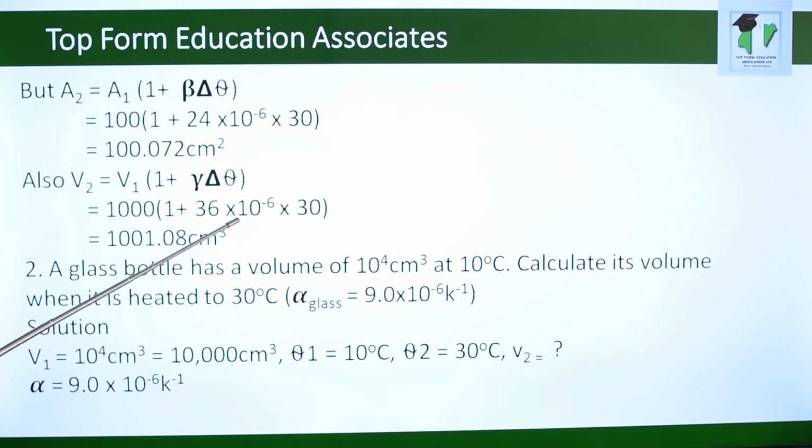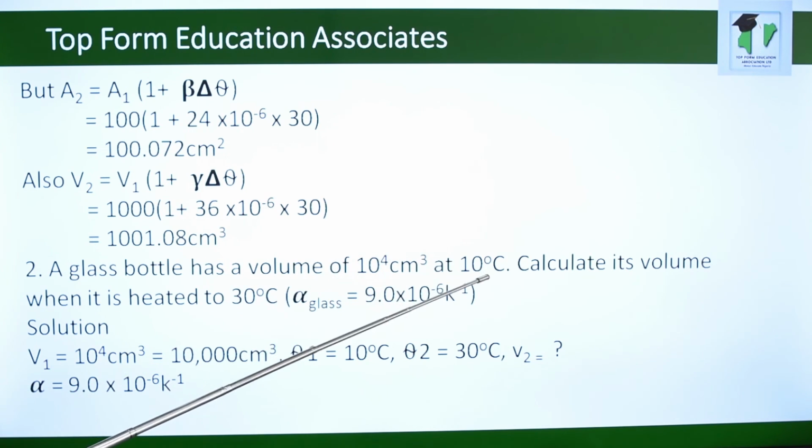This is question number 1. Number 2, example 2. A glass bottle has a volume of 10 raised to the power 4 cm cube at 10 degrees Celsius. Calculate its volume when it is heated to 30 degrees Celsius. So alpha of this glass, that is the expansivity of the glass, is 9.0 times 10 to the power minus 6 per Kelvin. Now, we have to find its volume when it is heated to 30 degrees Celsius.